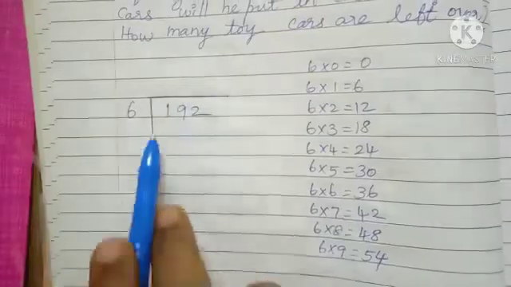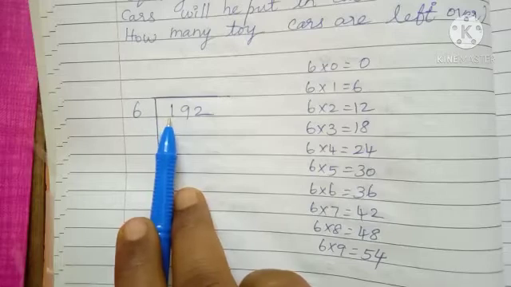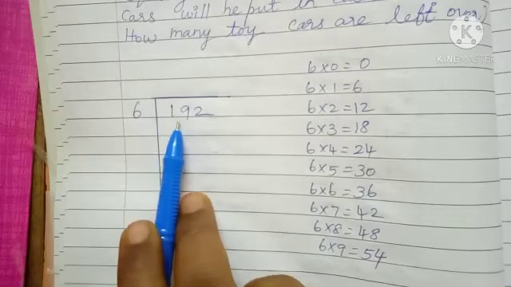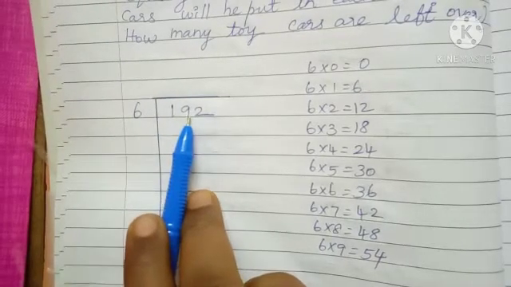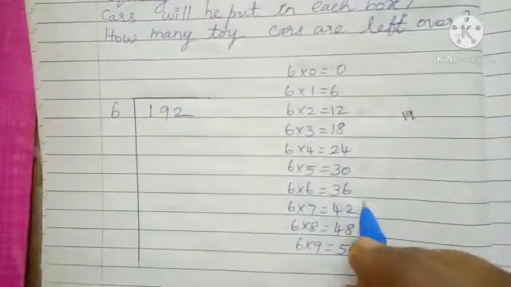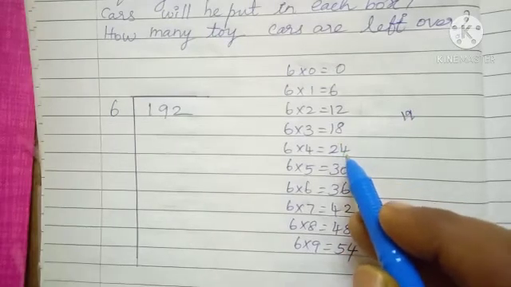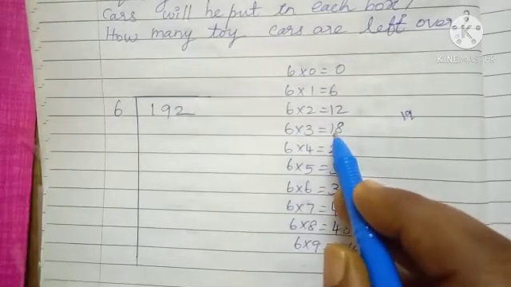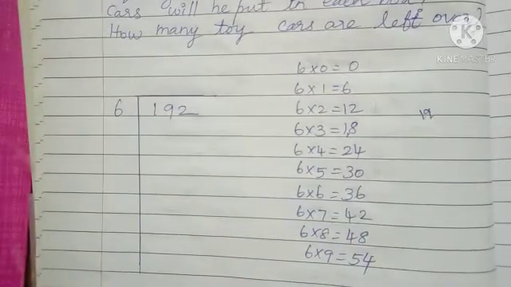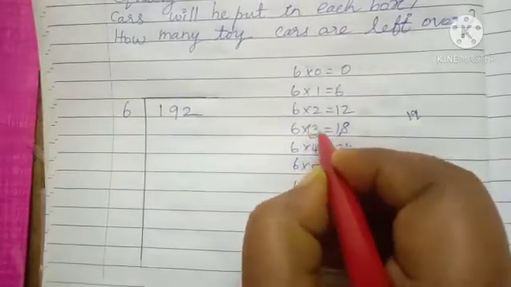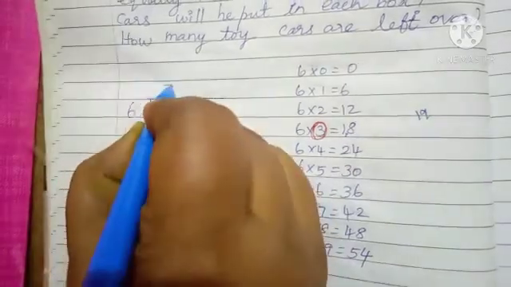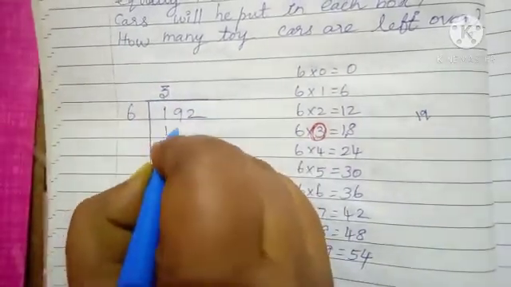Okay. 1 is a smaller number, so don't divide now. Compared to 6, 1 is smaller. Then take both numbers, 1 and 9, 19. 19 in the 6 table: 12, 18, 24. The number before 19 is 18, so put that here. How many times? 18 is 3 times. So write 3 times 18.